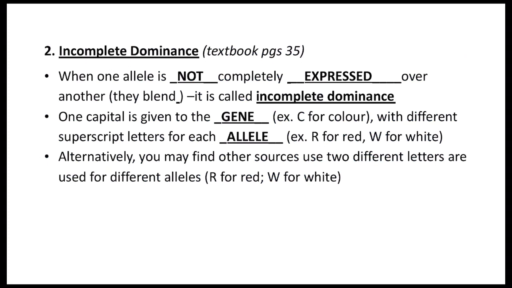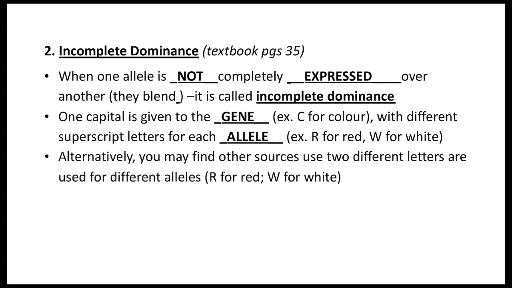So an alternate to codominance is what is called incomplete dominance. When one allele is not completely expressed over another, i.e. they blend together, this is called incomplete dominance. So instead of being patchy or showing both, this shows a middle ground.